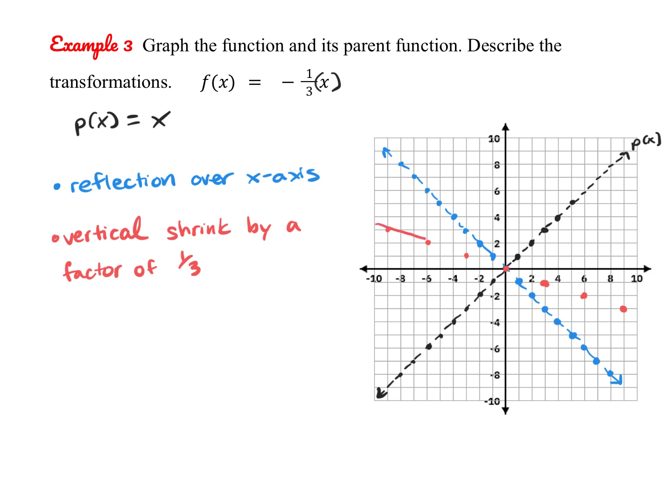Okay, and here is my final graph. And this is f of x. Now, of course, we should be able to graph this function without using transformations. We know the y-intercept is 0 and the slope is -1/3. But again, I just wanted to show you how we can use transformations to graph, starting with the parent function and then just applying one transformation at a time.